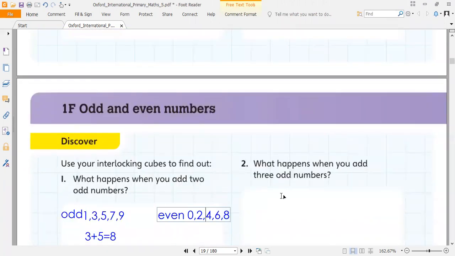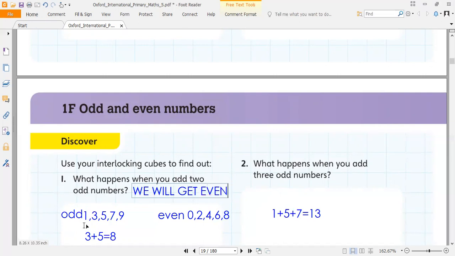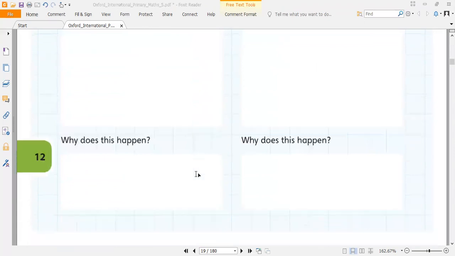What happens when you add 3 odd numbers? If we add 1 plus 5 plus 7, what will it be? It will be 13, which is an odd number. So what happens when you add two odd numbers? You will get even. If we add three odd numbers, then we will get an odd number. So you can write these examples here.